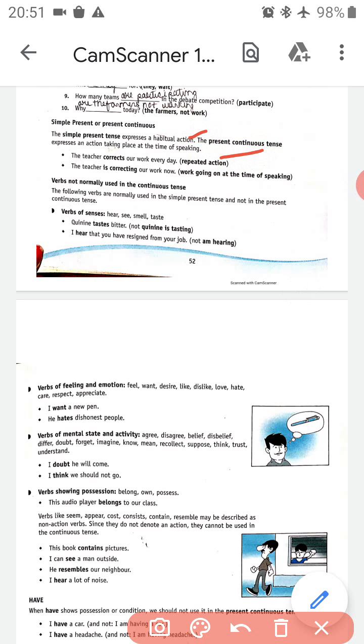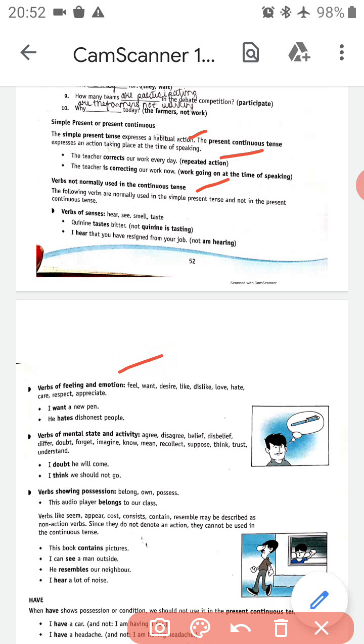Words not normally used in the continuous tenses. The following words are normally used in the simple present tense and not in the present continuous tense. Some verbs are given over here, which are used in simple present tense and not in present continuous tense. For example, verbs of senses: hear, see, smell or taste will always come in simple present tense and not in present continuous tense.